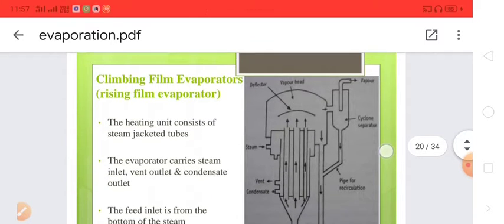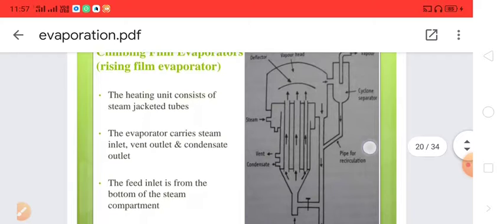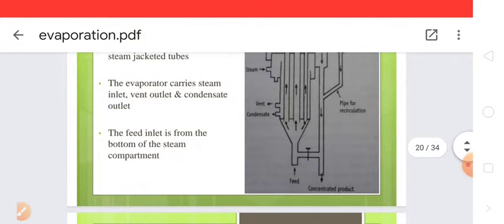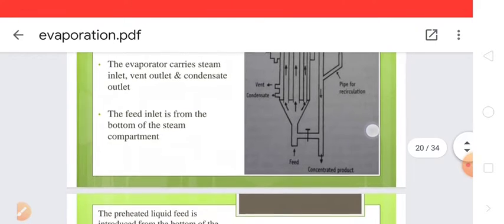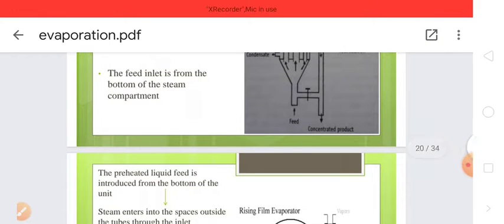Here you can see the configuration and cross-sectional view of this evaporator. I am discussing the important components, so just relate that with this figure. The heating unit consists of steam jacketed tubes. The evaporator carries a steam inlet, vent outlet and condensate outlet. The feed inlet is from the bottom of the steam compartment.